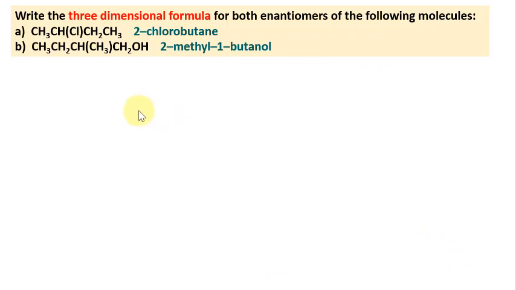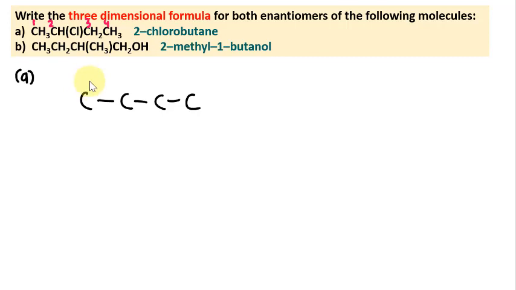So let's have a look at some examples. Write the 3D formula for both enantiomers of the following molecules. For the first molecule, it's better for us to expand the bonding a little bit to see whether our sp3 hybridized carbon is a chiral carbon or not. So for the first compound, compound A, I'm going to label my carbons first. 1, 2, 3, 4, so I've got 4 carbons here, right?